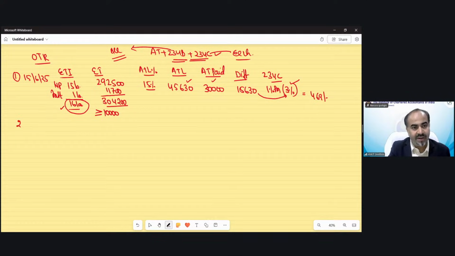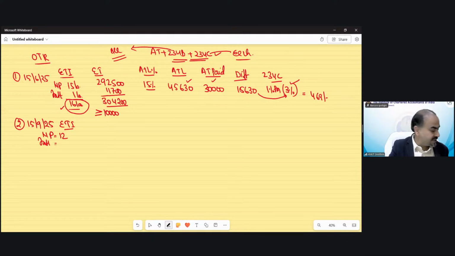Now, second, on 15th of September 2025, my estimated total income has changed. Net profit is 12 lakh. Interest income is 1 lakh. Short-term capital gain with 20% rate is 1 lakh. So my aggregate tax now is 2,31,400 rupees after cess, etc.